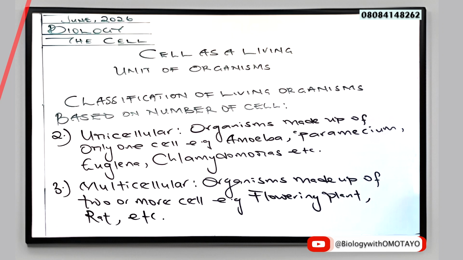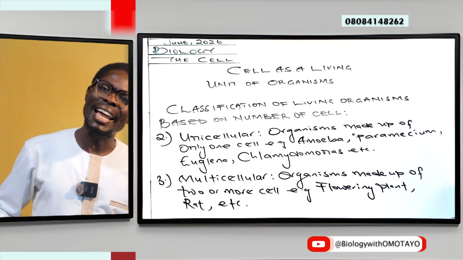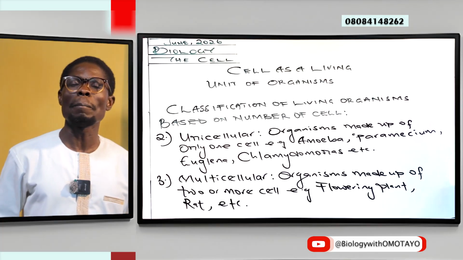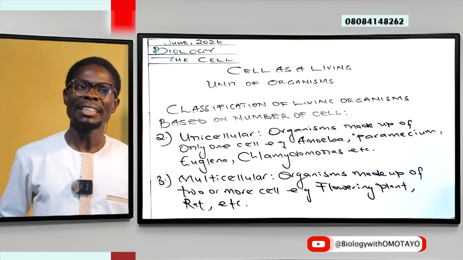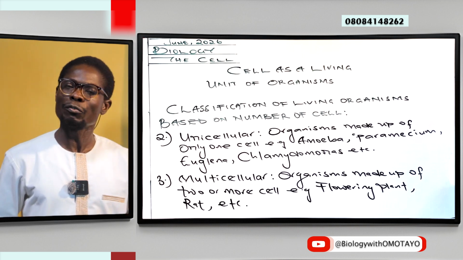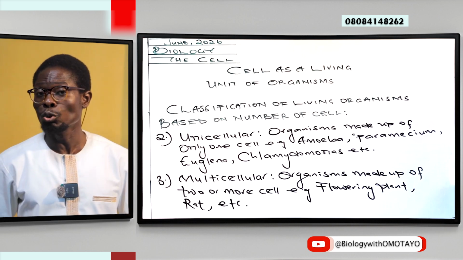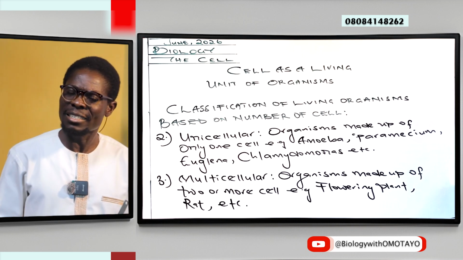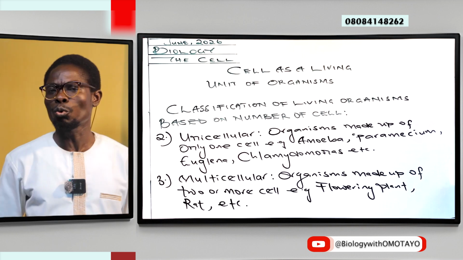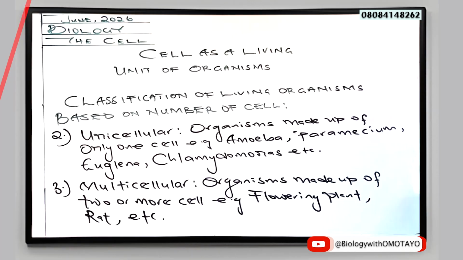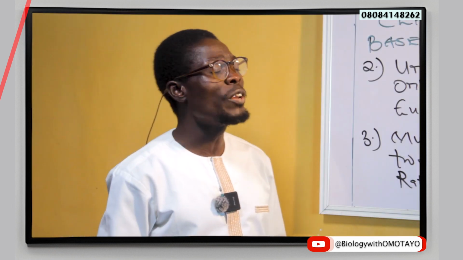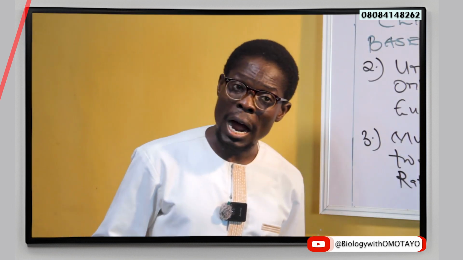Now, having looked at classification of living organisms based on number of cells, we will go on to look at what then is the cell itself. Remember, we started by looking at cell as a living unit of organisms, and we went on to define the word cell, at least in a summarized way. We equally went on to define living, what it entails for a thing to be termed living. After which, we moved on to look at classification of living organisms based on number of cells.